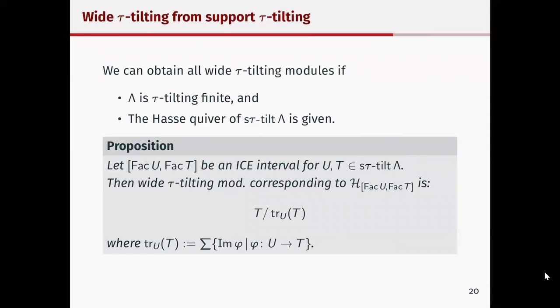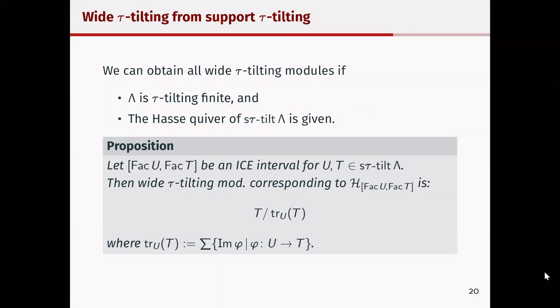I will give a way to obtain wide tau-tilting modules from support tau-tilting modules. A wide tau-tilting module is not easy to compute from the definition, because I have to find all wide subcategories and all torsion classes or tau-tilting modules in the wide subcategories. But I will explain that we can obtain all wide tau-tilting modules, at least if lambda is tau-tilting finite and the Hasse quiver of the poset of support tau-tilting modules is given.